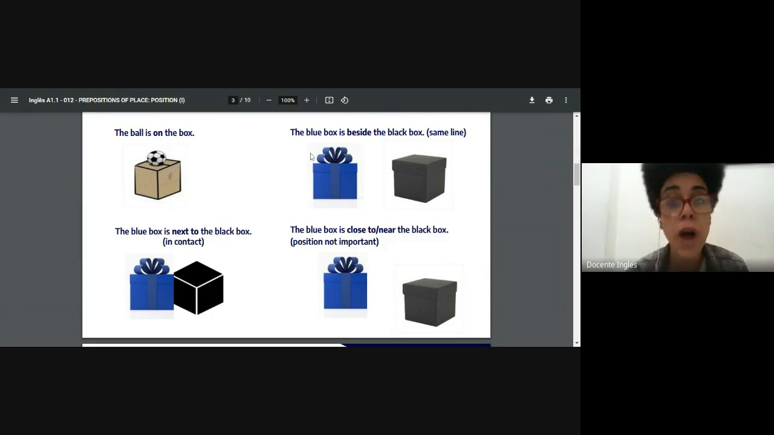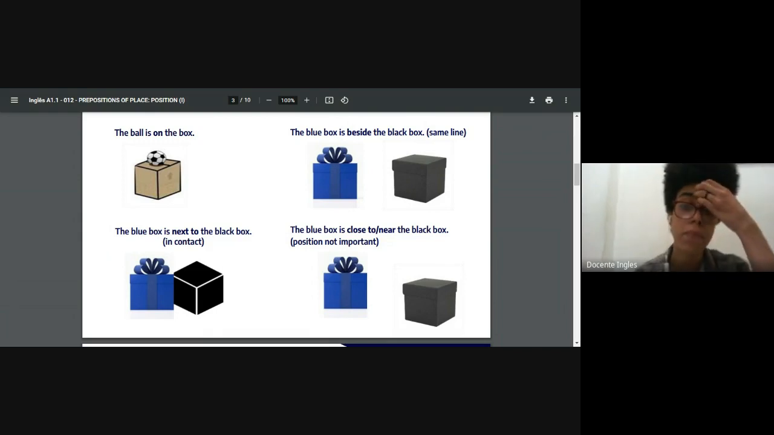The blue box is beside the black box. Same line. So beside, you're going to see that they are near each other, but they are not touching. Why? Because when they are touching, when they are in contact, we use another preposition. Like this, the blue box is next to the black box. In contact, touching.